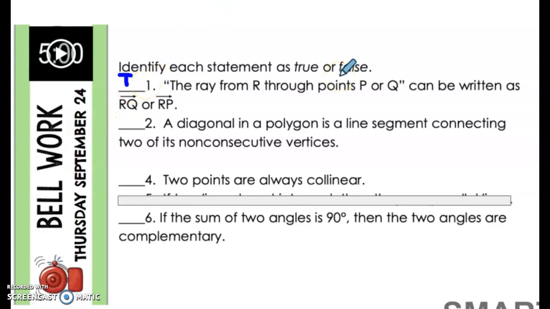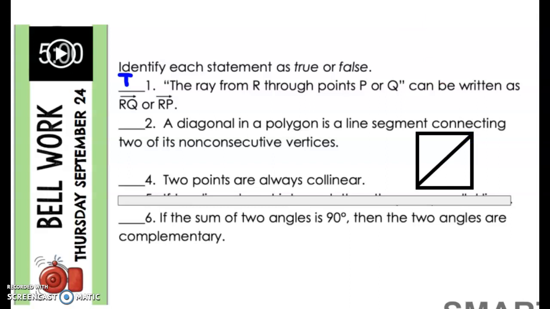Number two, a diagonal in a polygon is a line segment connecting two of its non-consecutive vertices. To answer that, first we have to say what is a polygon. A polygon is a closed figure that has no curves, all straight lines, and it's all closed in. So here, let's create a diagonal.